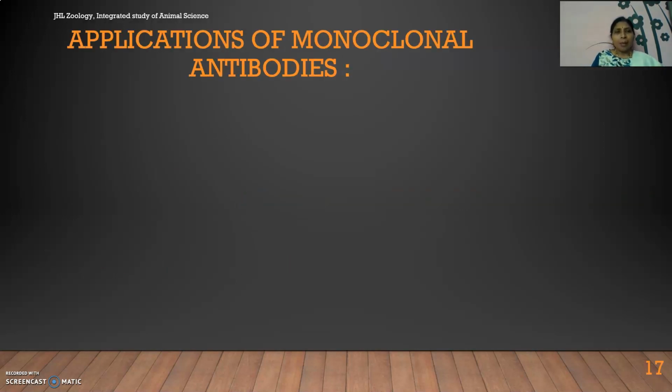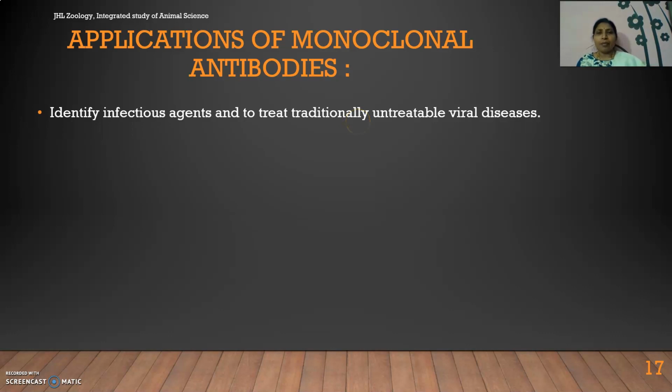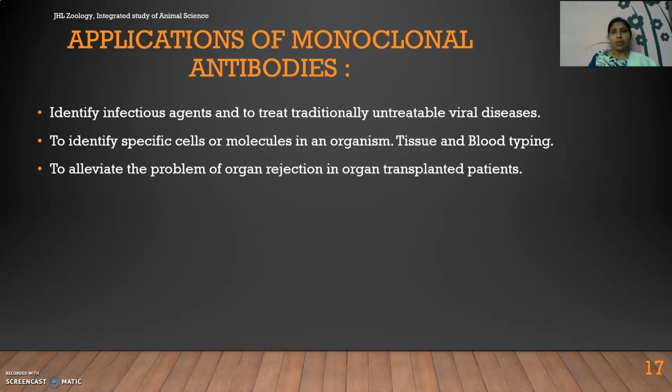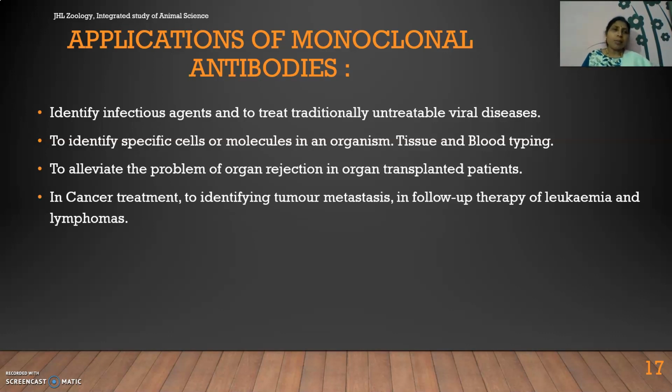And now let us see the applications of monoclonal antibodies. They are used to identify infectious diseases and to treat traditionally untreatable viral diseases, and to identify specific cells or molecules in an organism. They are used for tissue typing or blood typing also. It is a technology used to solve the problem of organ rejection in organ transplanted patients. In cancer treatment, to identify the tumor metastasis. In the follow-up therapy of leukemia and lymphomas, the monoclonal antibodies are best used.